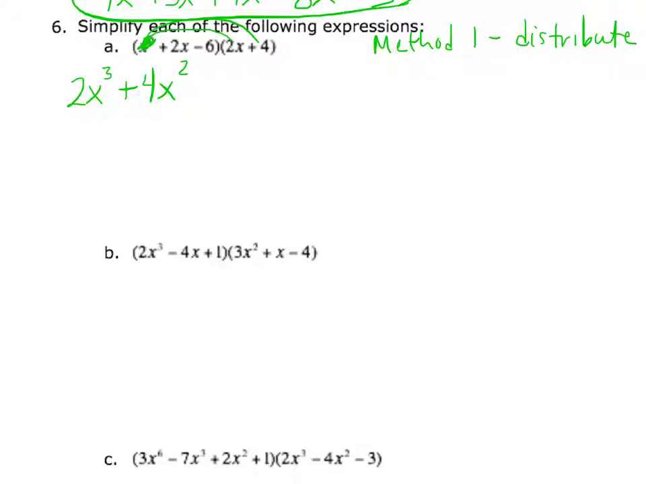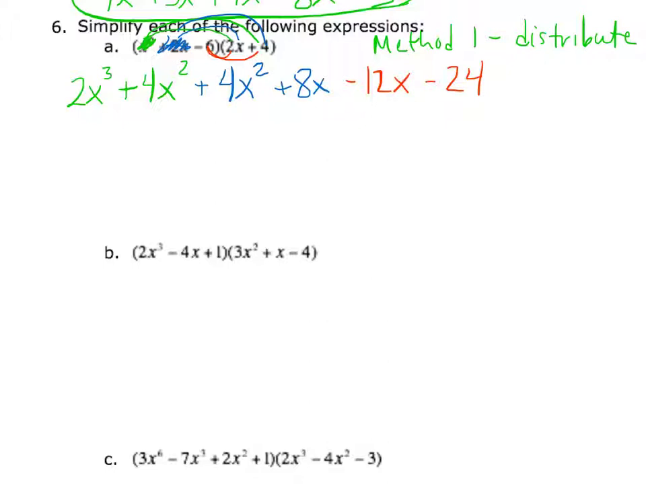Now that we've used the x squared, we can move on to the other parts. So I'm going to do a different color here. 2x times 2x. 2 times 2 is 4. X times x is x squared. 2x times 4 is 8x. All right, now we've used this 2x up. All right, now I'm going to do the negative 6. Negative 6 times 2x is negative 12x. Negative 6 times 4 is negative 24.